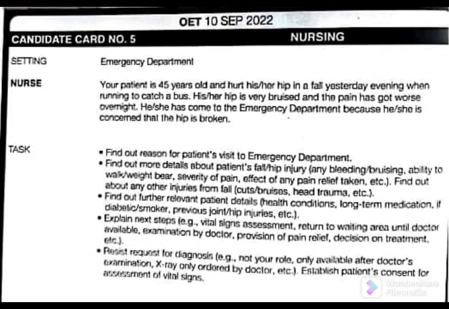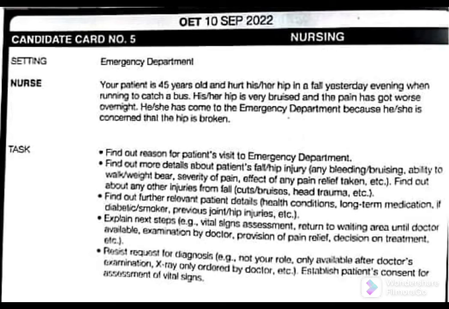Then the last task is to establish patient's consent for assessment of vital signs. This is nothing but just verbally we are getting the consent, not with the paper. Okay, so we can ask that, Mr. George, I hope I have clarified all your doubts. If you don't have any other clarifications, may I proceed with your vital signs assessment? Then patient is telling, yes, of course you can do. Then thank you. That's only the role play.